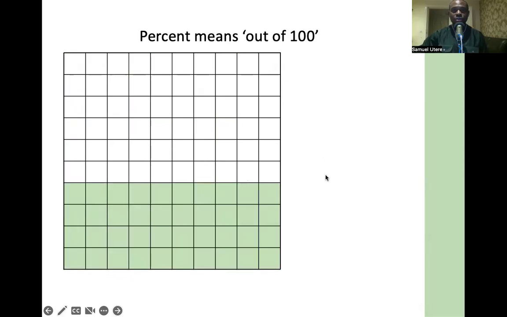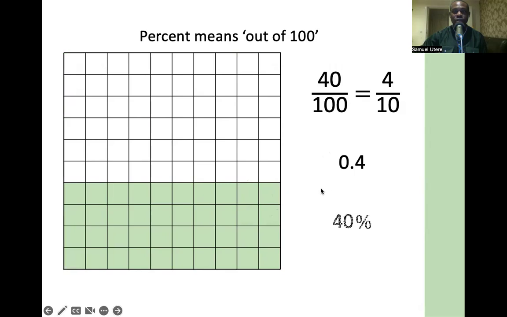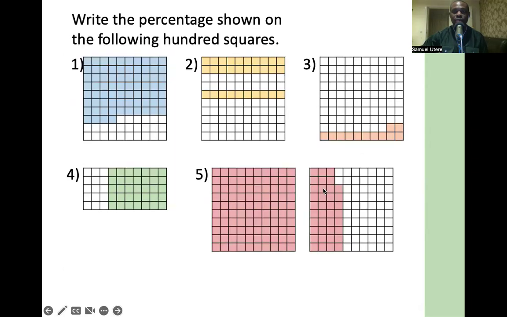What about this one? Here we see 4 rows. Each row is equal to 10 squares. So this is 40 squares, which is 40 out of 100, which is the same thing as 4/10ths. As a decimal, it is 0.4. As a percentage, guess what? It is 40%, because percent means 40 out of 100. So 40 out of 100 is 40%.